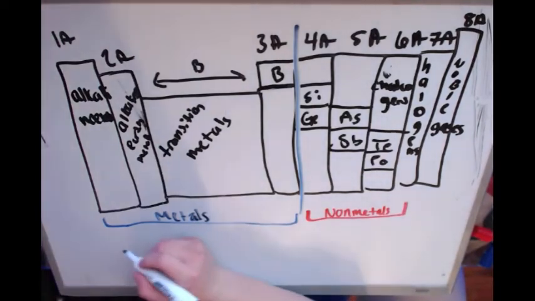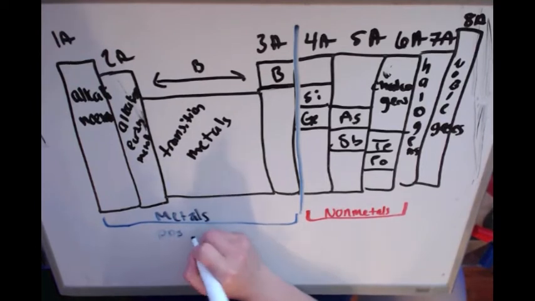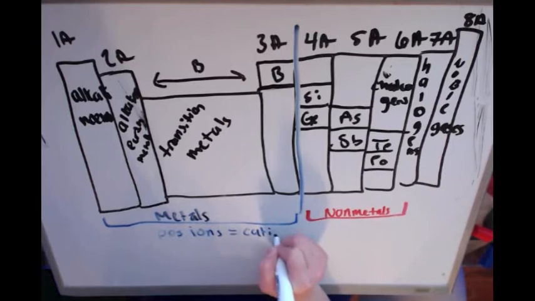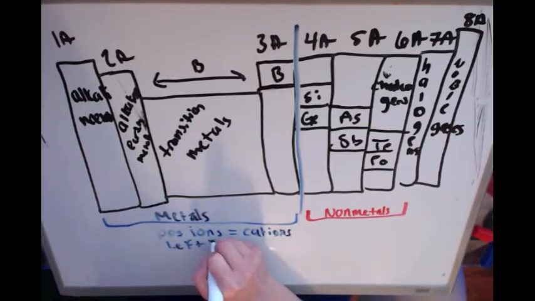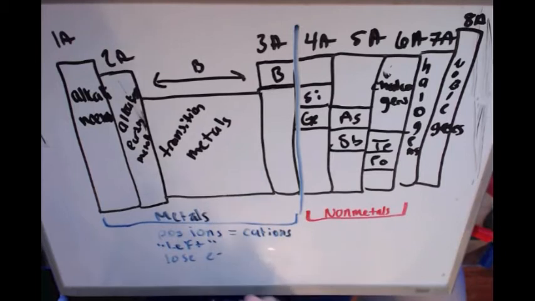So what happens is our metals, when they are ions, meaning they have lost or gained an electron, turn into positive ions. And those are cations. They're on the left side of the periodic table, and they lose their electrons. I denote electrons as an e with a superscript minus sign.